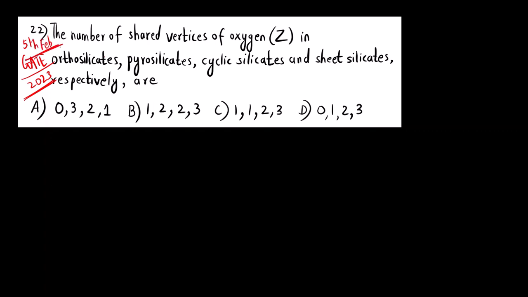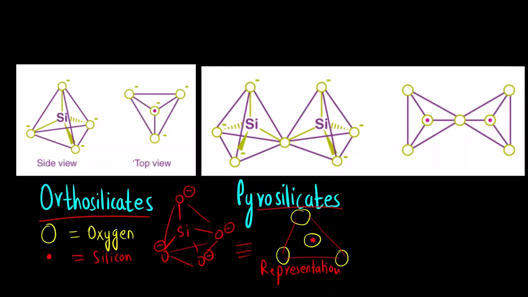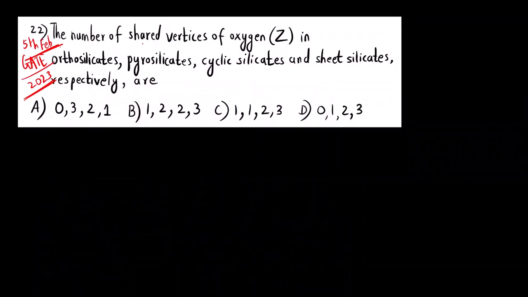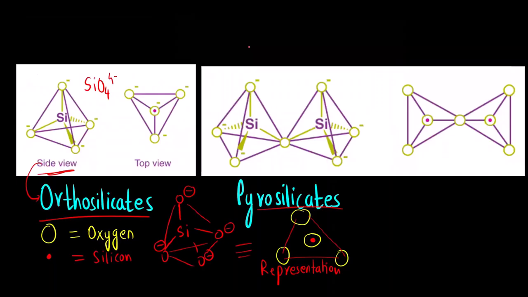I've added this purposely because a similar type of question can be asked. So let us see. For this, you must know the structures of the silicates. What is the basic repeating unit? It is SiO4 4-. This is ortho-silicate.